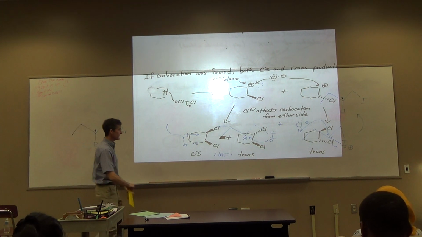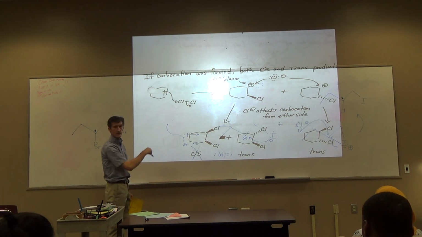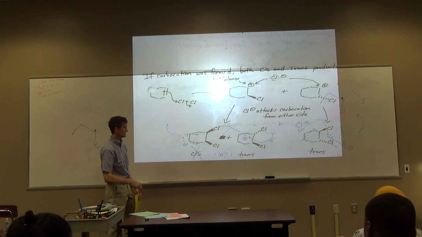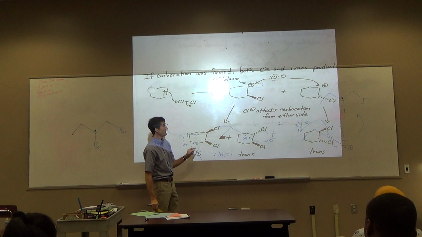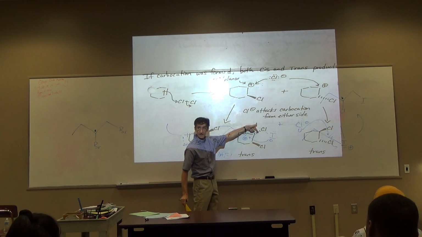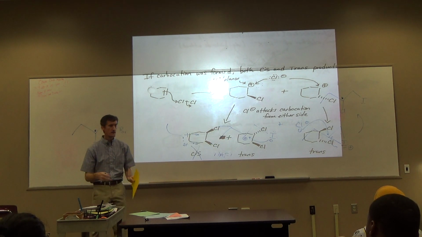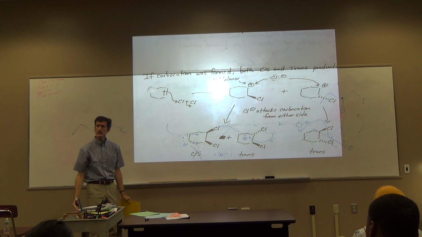But we know you don't get any cis. So that mechanism makes no sense. You can't show a mechanism that doesn't. How would you explain that you only get trans? You'd have to say that the chloride only attacks from the back. That makes no sense because we know that carbocation is attacked from either side. So you have to scratch your head and say, well, maybe there is no carbocation.